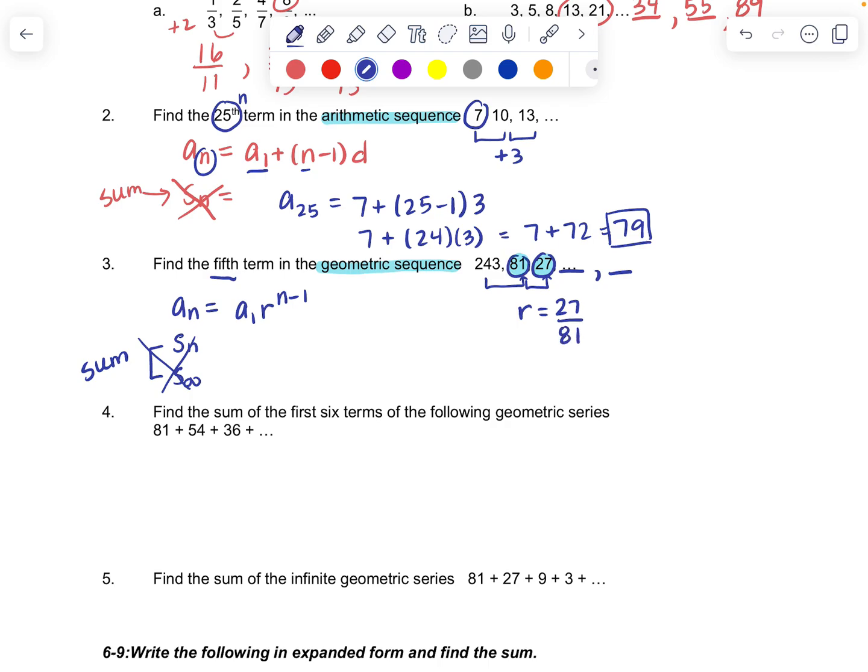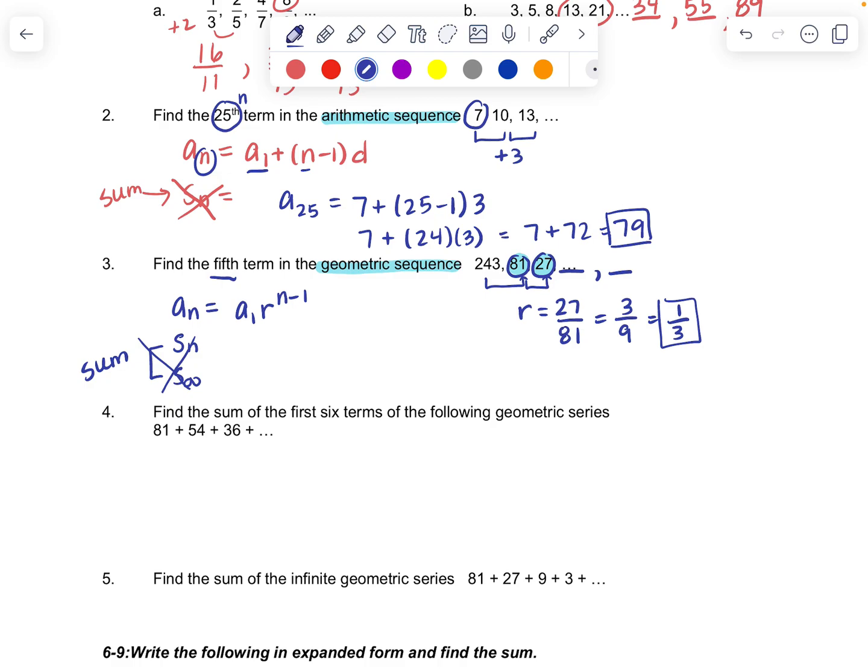This would also work if you chose the first two terms, but they're just so big, I don't want to work with them. Now look, 9 goes into both of these. So 9 goes into 27 3 times, 9 goes into 81 9 times. Oh my gosh, that reduces to 1/3. My ratio is 1/3, okay?